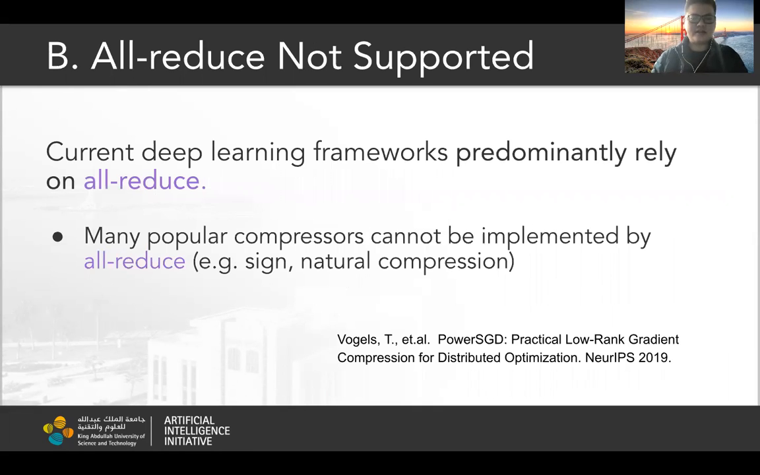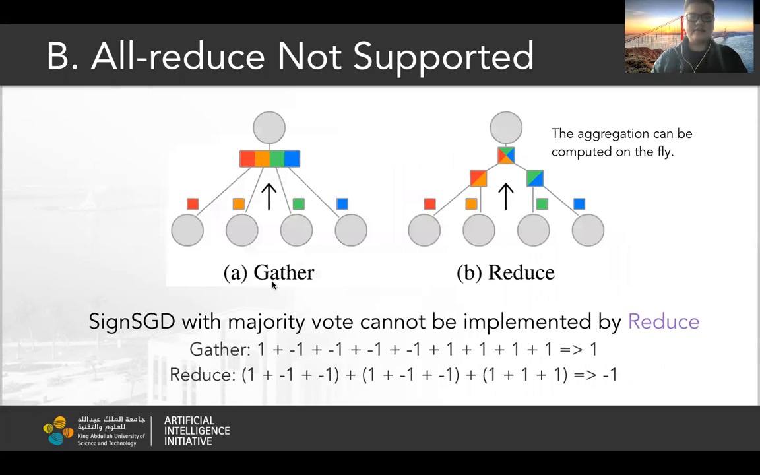The second issue is that current deep learning frameworks predominantly rely on all-reduce. However, many popular compressors don't support all-reduce, like PowerSGD. Here's an example. With all-gather, we aggregate the result on the master by first collecting all of them. However, the aggregation can be computed on the fly by all-reduce, which is more efficient. And PowerSGD, if we implement it by all-reduce, may lead to wrong results.